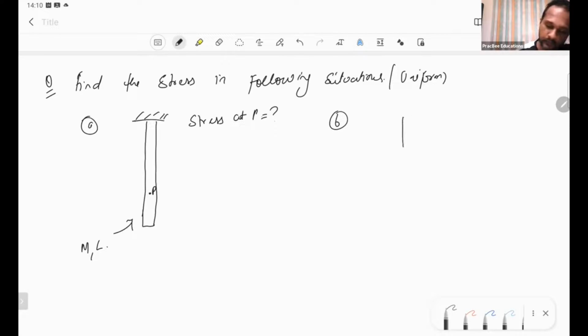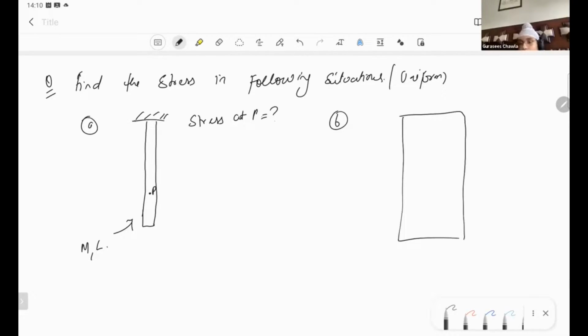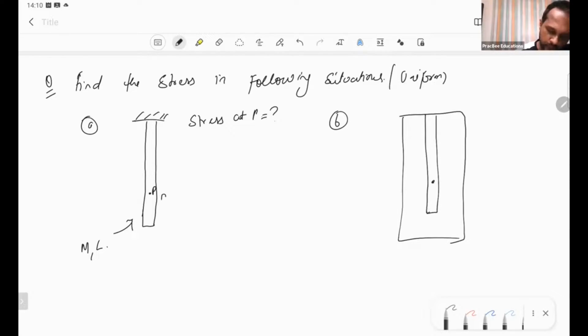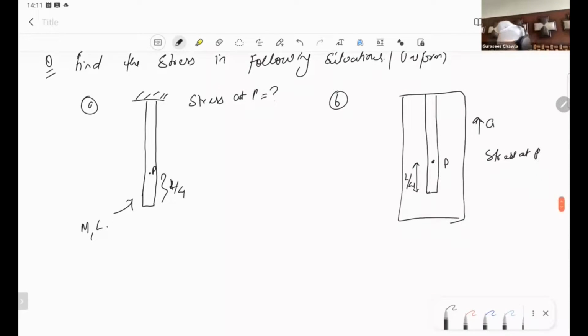Second part, the same rod is inside a lift, and this is L by 4 distance. Again, the same point P, L by 4 distance पे, this lift is going up with an acceleration A. आपको पता करना है stress at P. हाँ, point P पे.